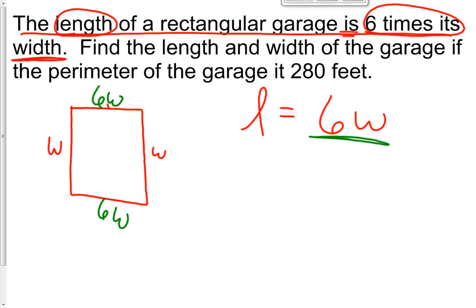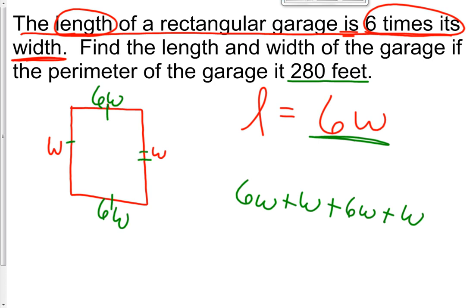So the perimeter is 280 feet, and perimeter means all the sides of the polygon added up together. So I'm going to have 6W plus 6W plus 1W plus 1W. All four of these sides I'm adding together, and I'm going to set it equal to the perimeter, and the perimeter is 280 feet. Now let's solve. 6 plus 6 is 12, plus 1 is 13, plus 1 more. There are 14 W's. 14W equals 280.